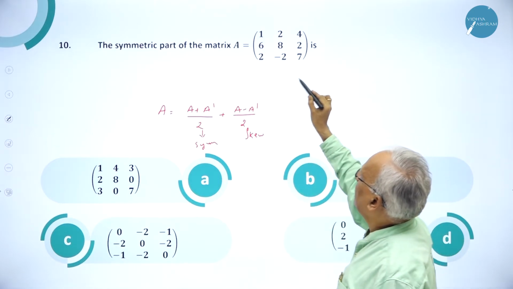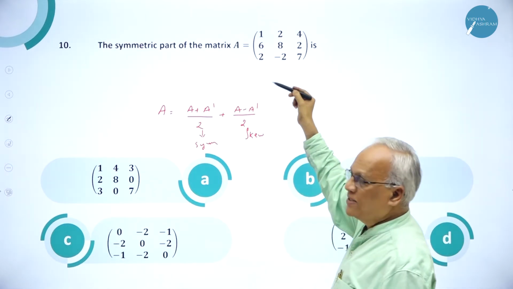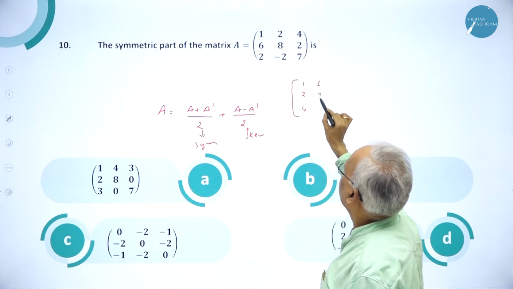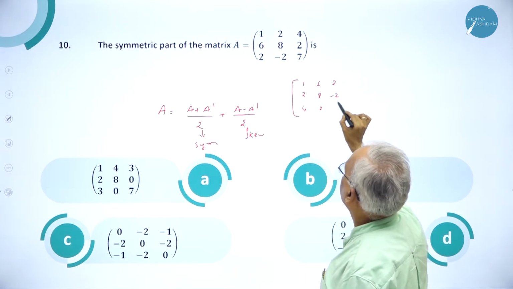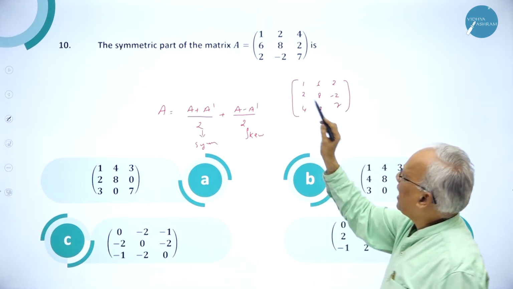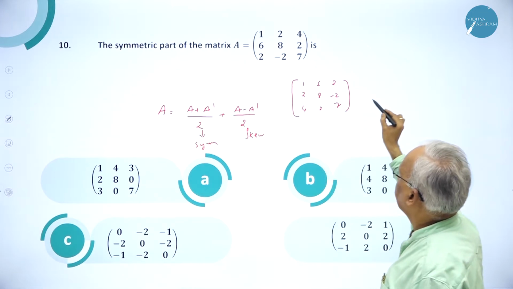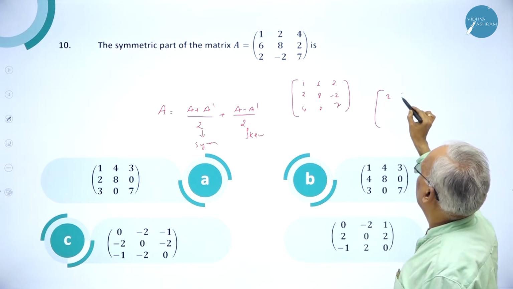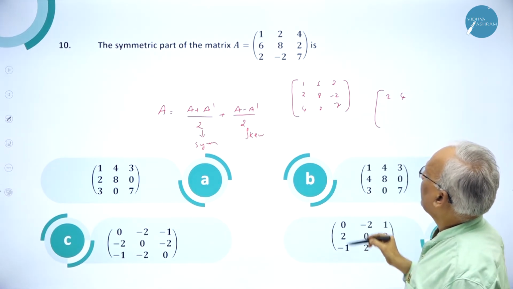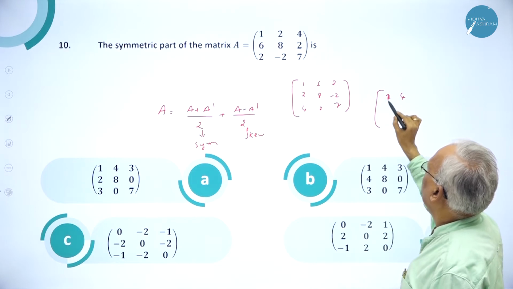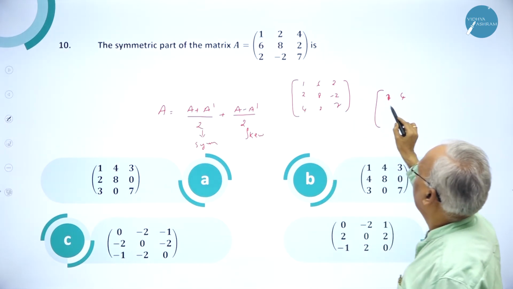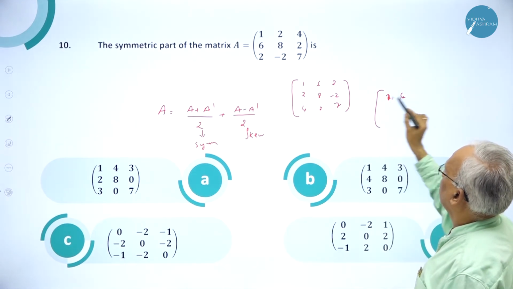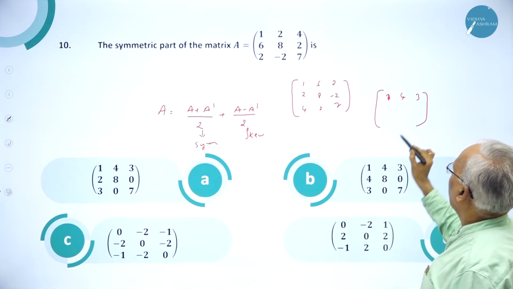So what is (A plus A dash) by 2? You need not write that completely, but anyway, that is also very easy. 1, 2, 4, 6, 8, 2, 2 minus 2, 7 is A dash. Just add and divide by 2. Here, 1 plus 1 by 2 is 1, 1, 4, and 4 plus 2 by 2 is 3, so 1, 4, 3.